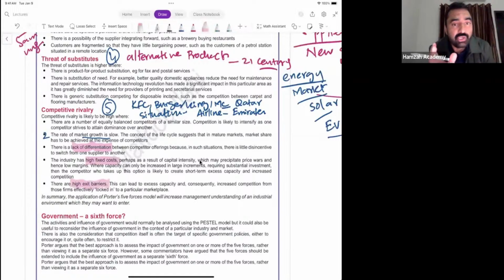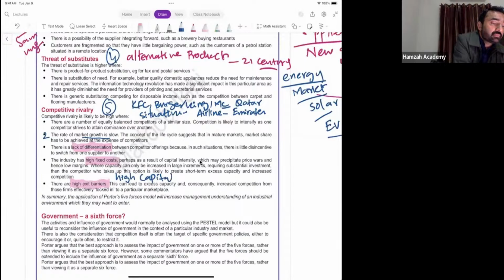Sometimes, as I mentioned earlier, when there are high capital investments, there are high fixed costs, and it would not be easy to sell and exit from the industry because of the high capital investments. Okay, so you have to remain within and compete.